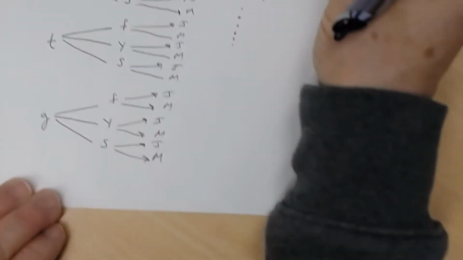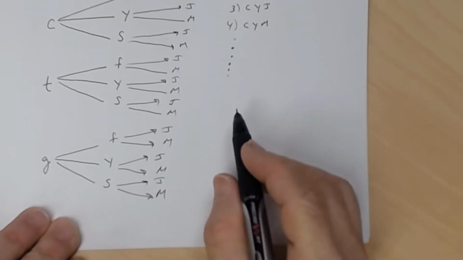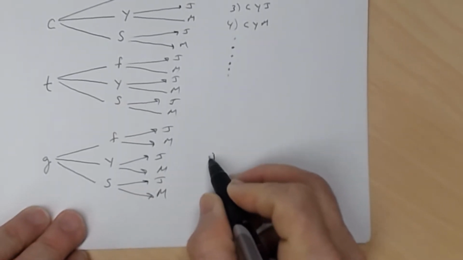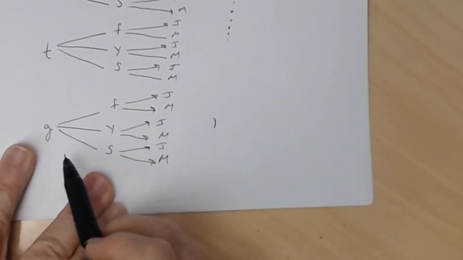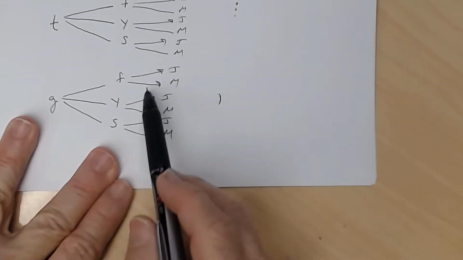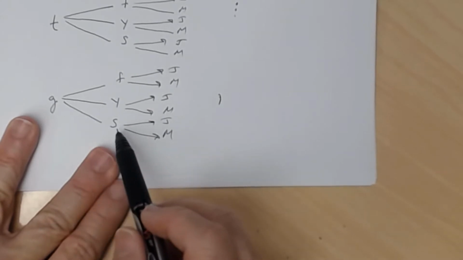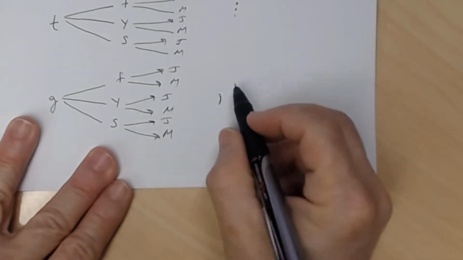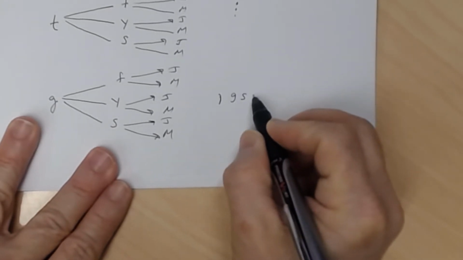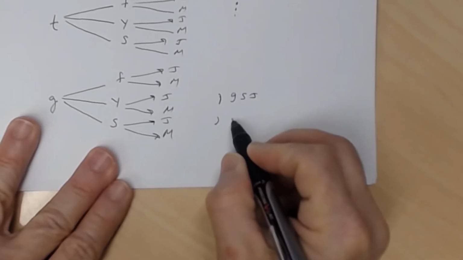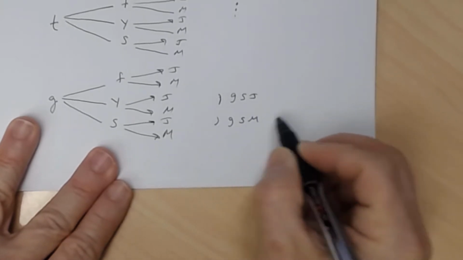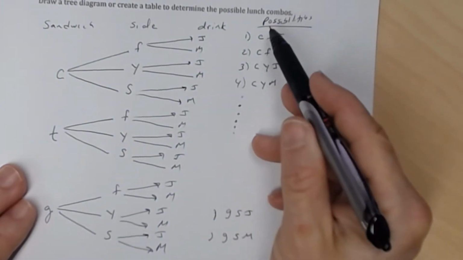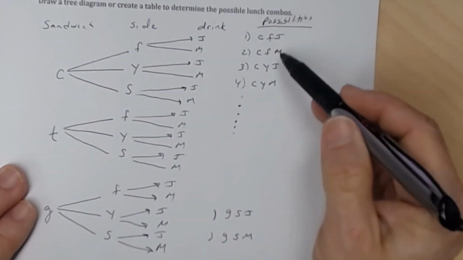And then finally, another friend can have, I'm going to put a number right here, grilled cheese, soup, and what else? Juice. Grilled cheese, soup, and what else? Milk. So grilled cheese, soup, juice, and then grilled cheese, soup, milk. Okay? So if I count all these possibilities right here, how many do you think there are?